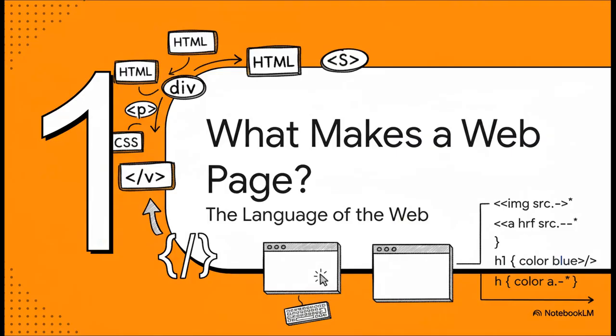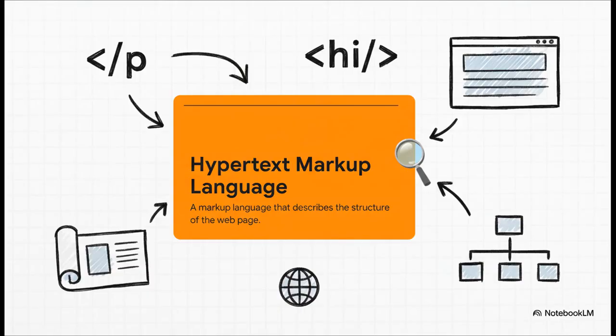Okay, so first things first. What language do we even use to talk to a web browser? How do we tell it what to put on a screen? The answer to that is HTML, which stands for Hypertext Markup Language. You can think of it as the blueprint for every single web page out there. It's the language that creates the raw structure, the actual bones of the site. It's not about making things look pretty just yet. It's all about telling the browser, hey, this starts a heading, or this bit here is a paragraph.